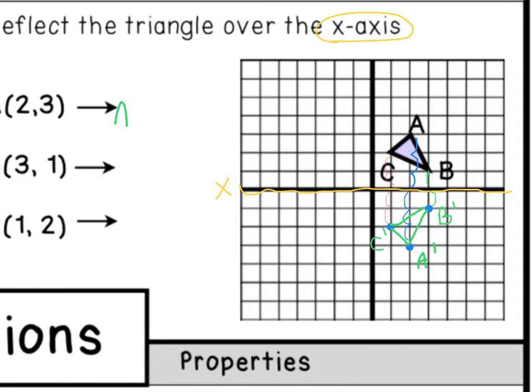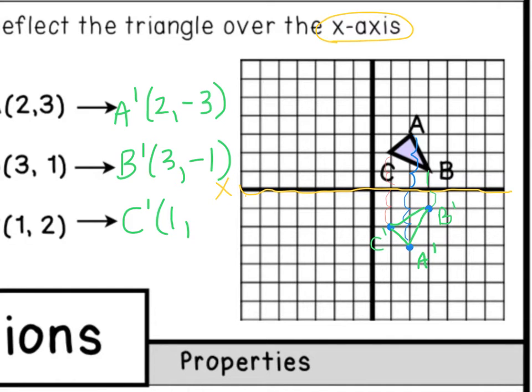Let's write our ordered pairs. A prime is forward 2, and it went down 3, so negative 3. B prime is forward 3 and down 1. And C prime is forward 1 and down 2.